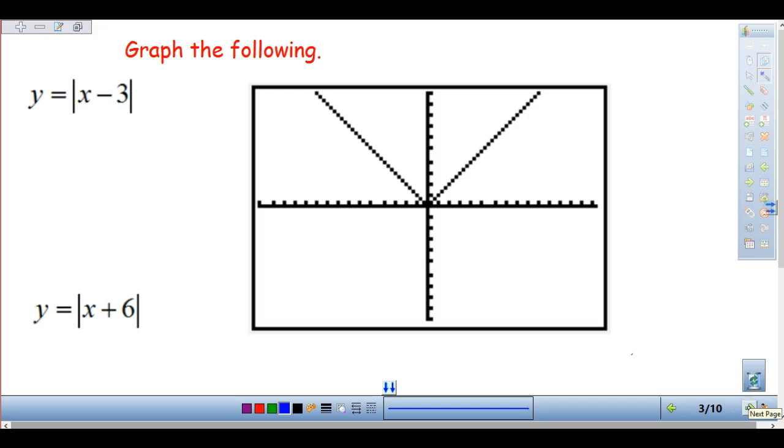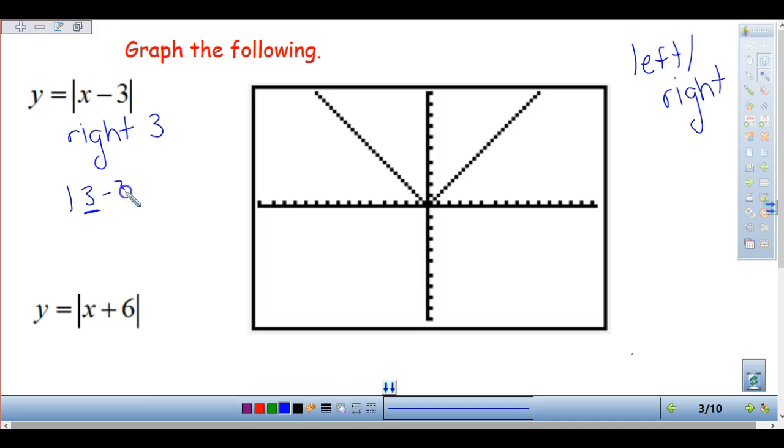Next thing you should have noticed is when you are inside the absolute value, that means that you are going to be moving left or right. However, this was opposite of what you thought. The reason why this is actually right 3 instead of left 3, is that if I put a 3 in there and I subtract 3, then I get 0, and that's what we want. So we're looking for that x-intercept.